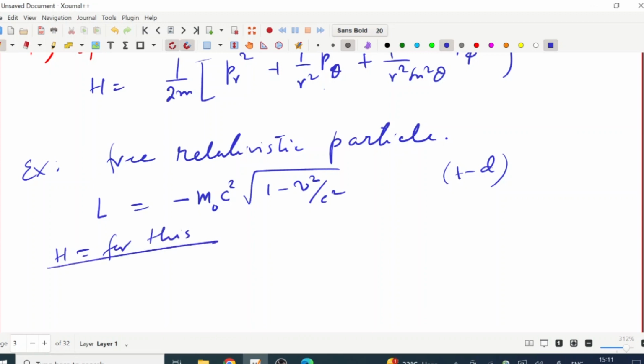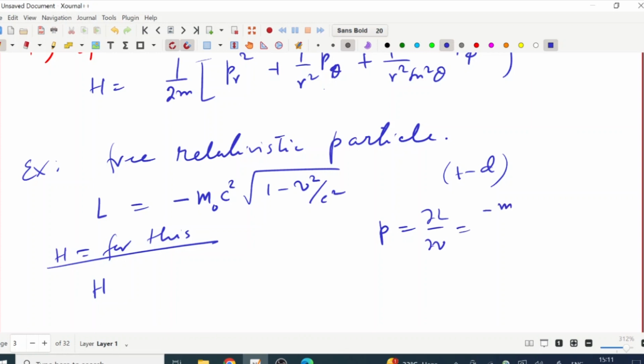Okay. Note that this Lagrangian was not in the T minus U form. So, let us apply the Legendre transformation method to construct the Hamiltonian. So, the Lagrangian is there. Let us find the momentum conjugate to the coordinate. So, p will be del L by del v.